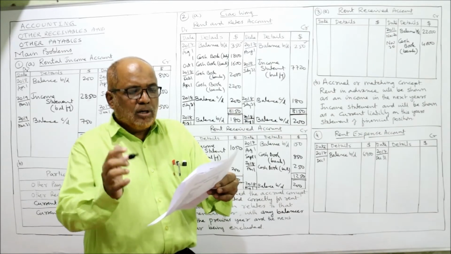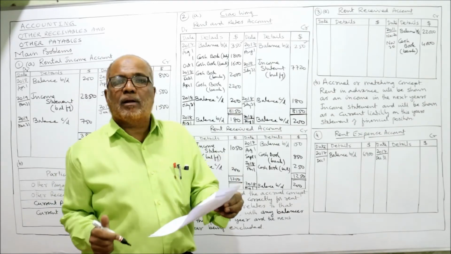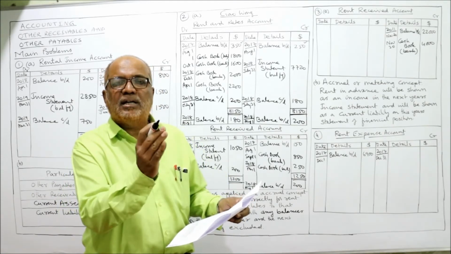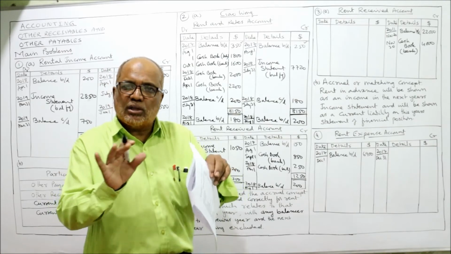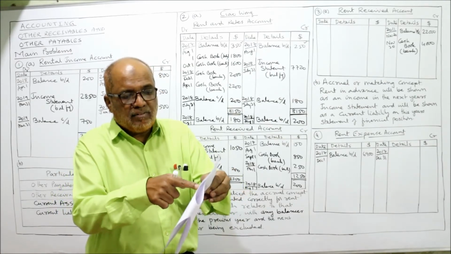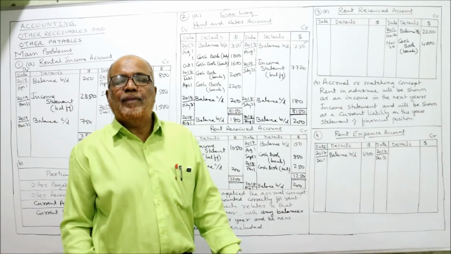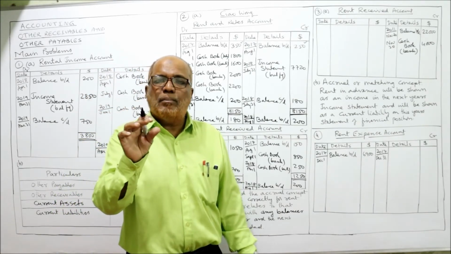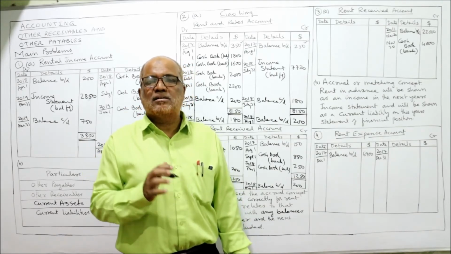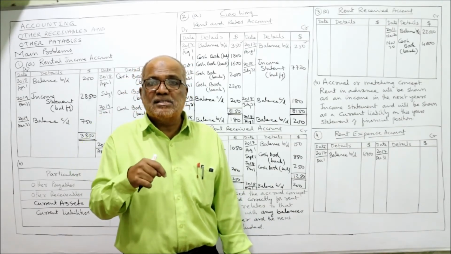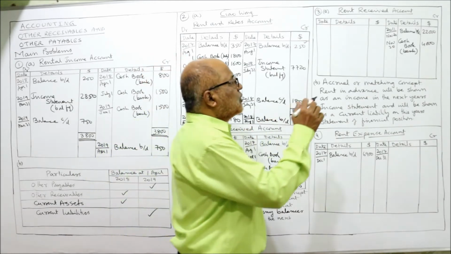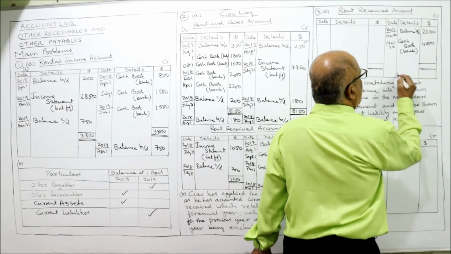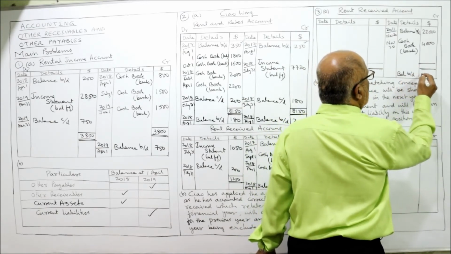But in this 4,000, 2,000 is the rent for December. December means next year, because we are closing the accounts on 30th November. Our year ends on 30th November. But the rent is received 2,000 for December. That means this 2,000 is received in advance. When any income is received in advance, it's a liability. So 2,000 is a liability. I'm taking it on the credit side. So balance brought down 2,000.